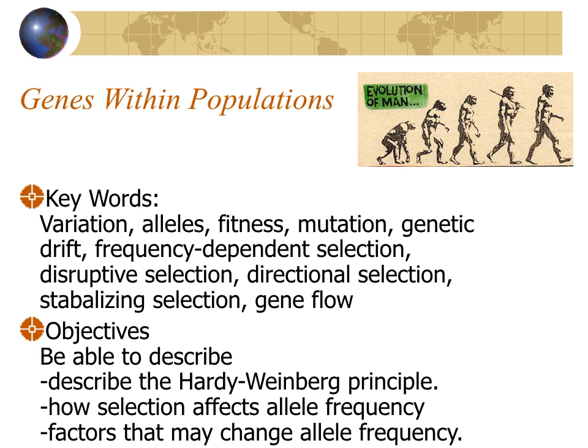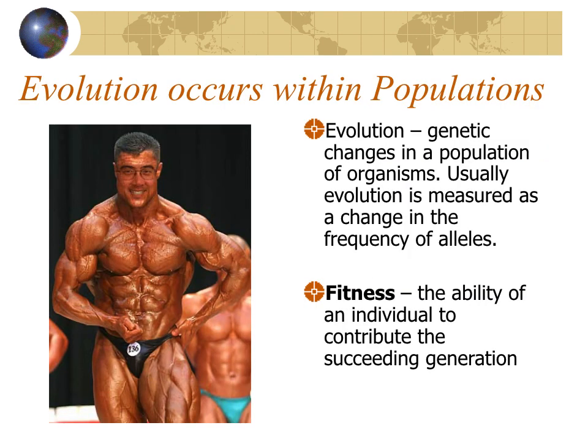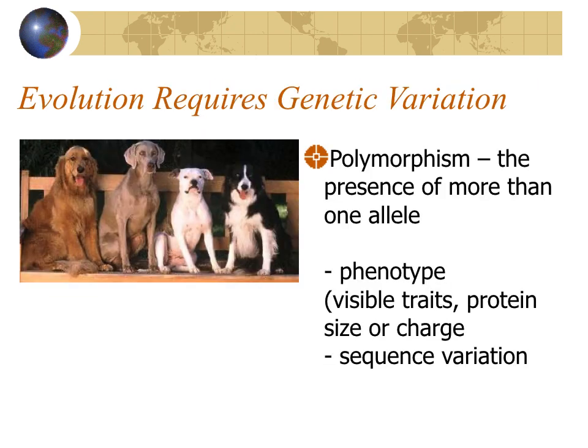Okay, and so this is really kind of the marriage of genetics and Darwinian evolution, where genetic changes in a population of organisms are usually measured as a change in the frequency of alleles, which genes are common. The fitness, remember, is the ability of an individual to contribute to succeeding generations. And here we're kind of getting at that key thing, the variation.